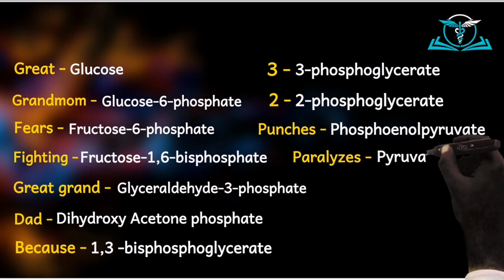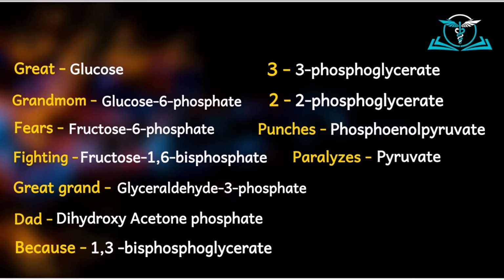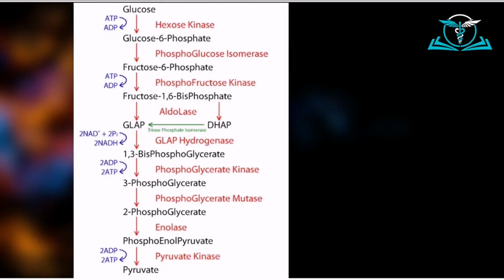So you see how the steps have been simplified using the mnemonic: great grandmom, fierce, fighting, great granddad, because 32 punches paralyzes. Super easy. And so on this slide, I just want to show you a picture of the pathway again, and then see that the mnemonic really matched what is seen on the paper.